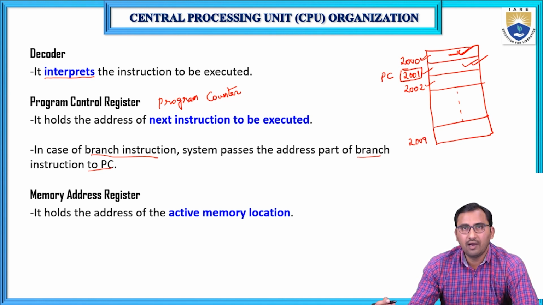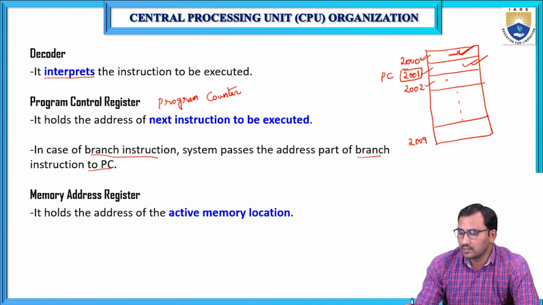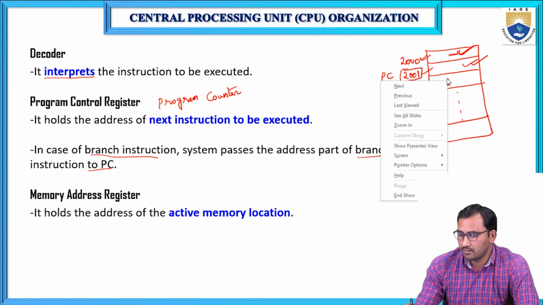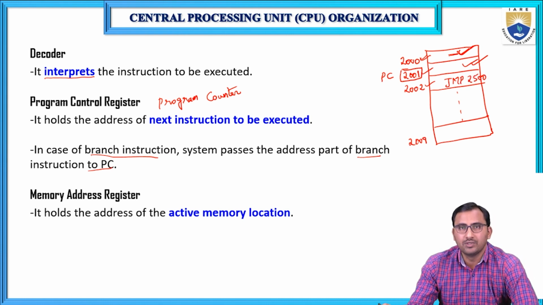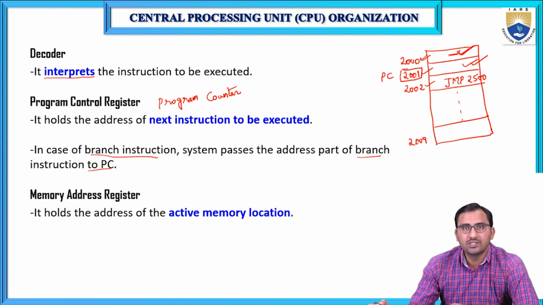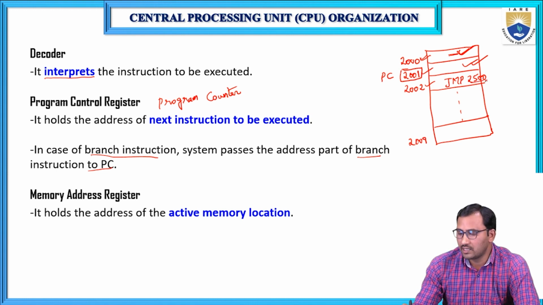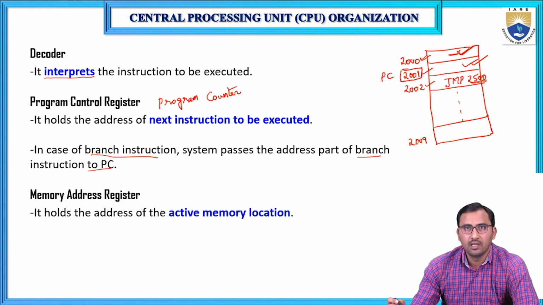But whenever you have a branch instruction, instead of going to the next address, the program control is transferred to a new address. Let's assume in the third instruction we have jump 2500. This jump is a branch instruction. A branch instruction means that instead of going to the next address, it goes to a new address specified in the address part. Here the address specified is 2500.